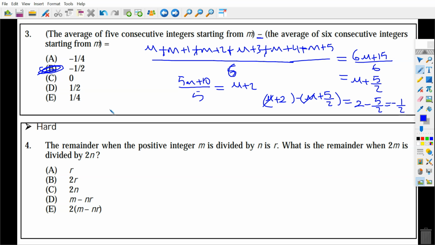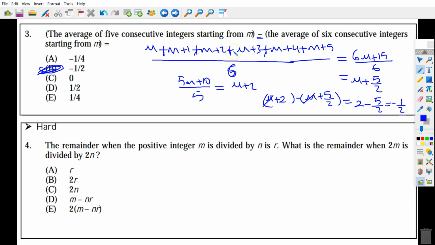Again, you see that I'm doing all these substitution problems so far, like you're using the substitution method. So basically, starting from m integers, the next integer would be m plus 1, another integer would be m plus 2, and so on.